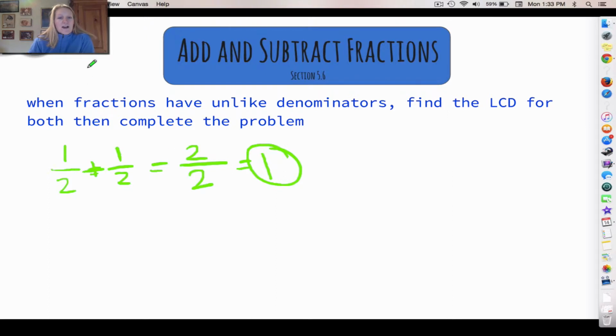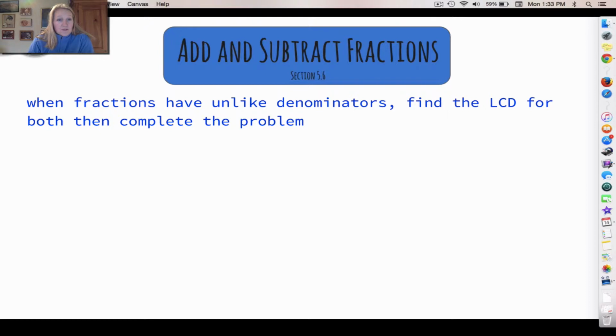Okay, but when fractions have unlike denominators, what are we going to do with that? And luckily, we've been leading all the way up to this point of finding the least common denominator. So this whole sections 5.1 to 5.5 have really just been leading us into this adding and subtracting fractions.